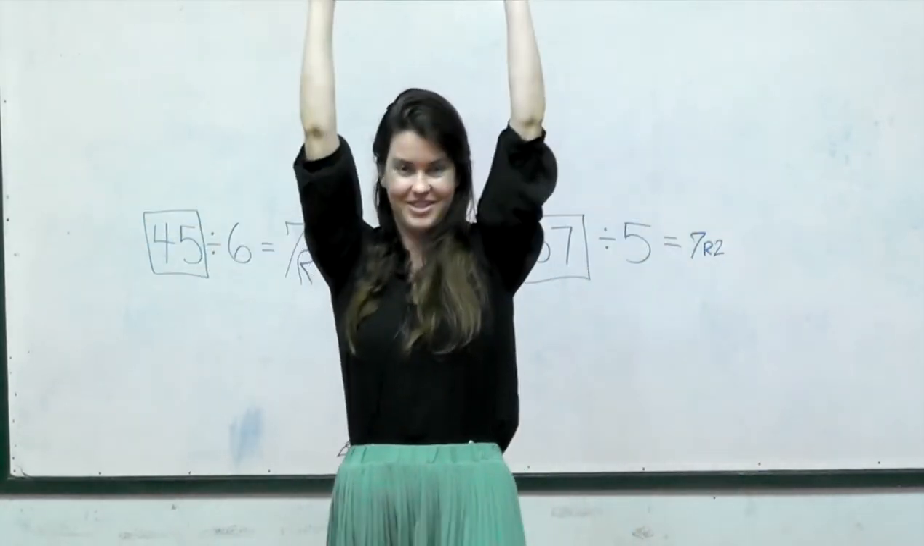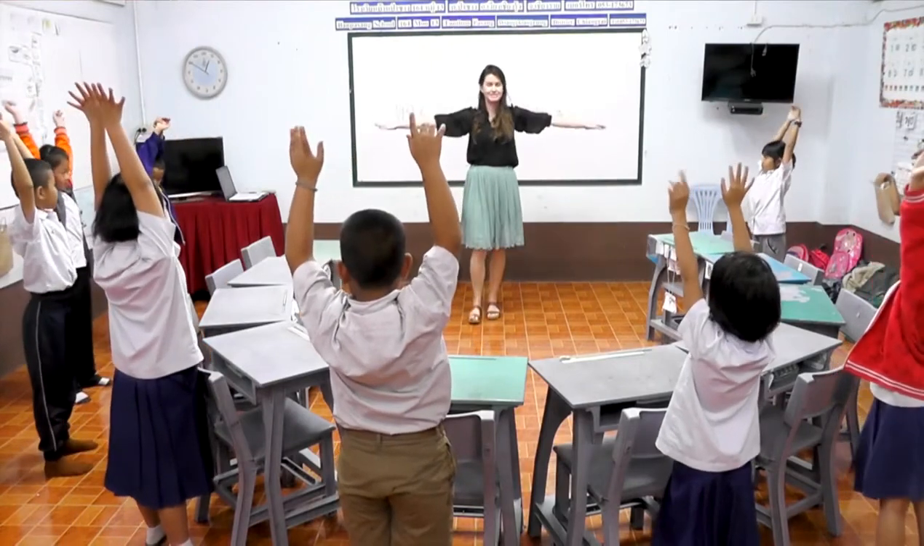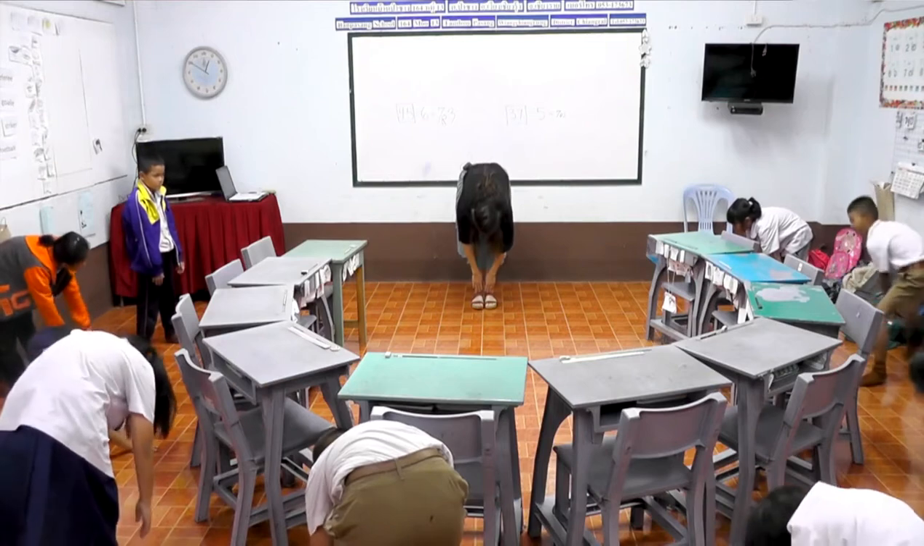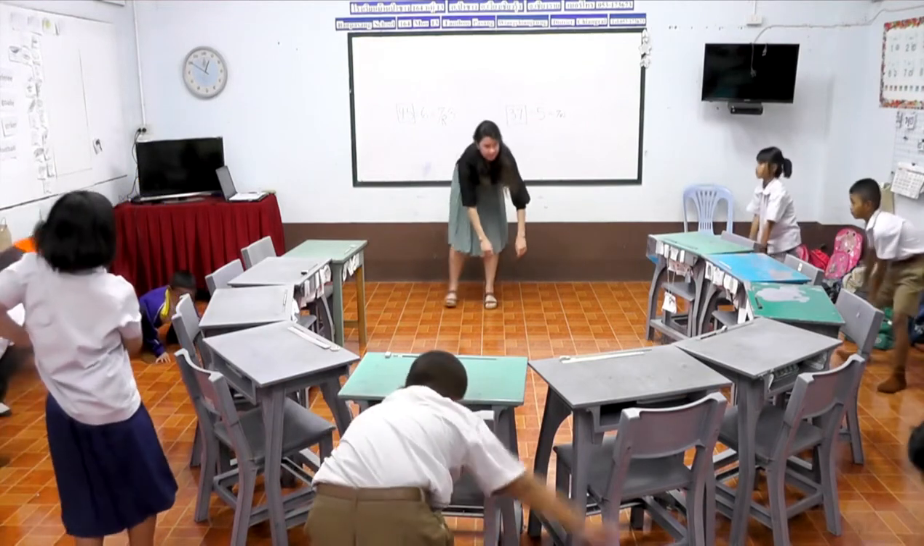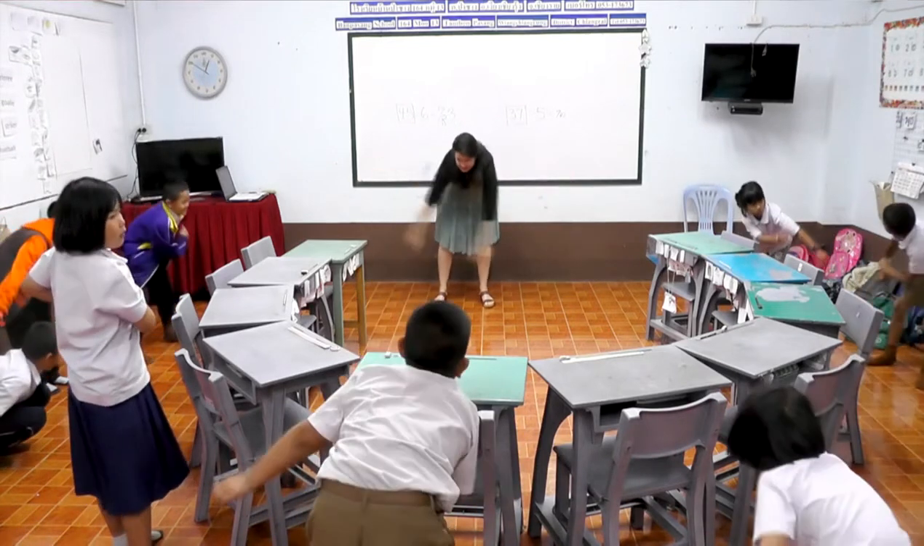Everybody stand up and put your arms up high over your head. Good job. Put your arms in a T. Touch your toes. Nut your nose. Come up halfway. Swing your arms. Pretend they're very heavy.